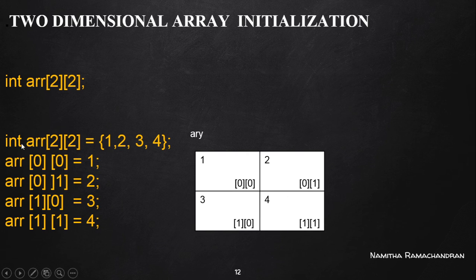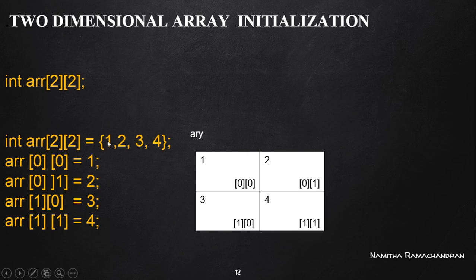Okay, so suppose here it is the initialization: int ARR of 2 by 2 equal to values 1 to 4. It has the same syntax that we discussed for one-dimensional array initialization. The only difference here is we need to specify the size along row and column. Two dimensions we need to specify here. Then how are these values represented, or how can we access these values? Exactly using the index. But we need to specify two index values. One indicates the row position, another indicates the column position.